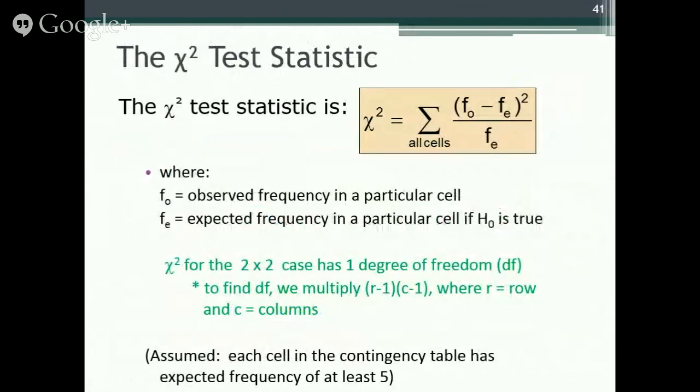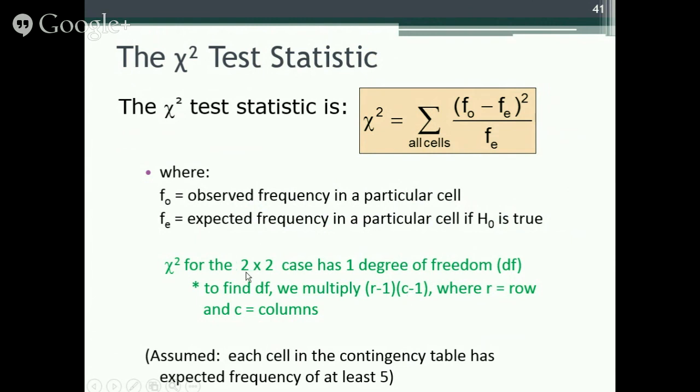Then what we do is we use something called degrees of freedom. I'm not going to get into exactly what degrees of freedom mean, but what you need to know for this instance is that degrees of freedom help us locate a value on a score table when we're testing hypotheses. To find the degrees of freedom for the chi-square statistic, we multiply the number of rows minus 1 by the number of columns minus 1.